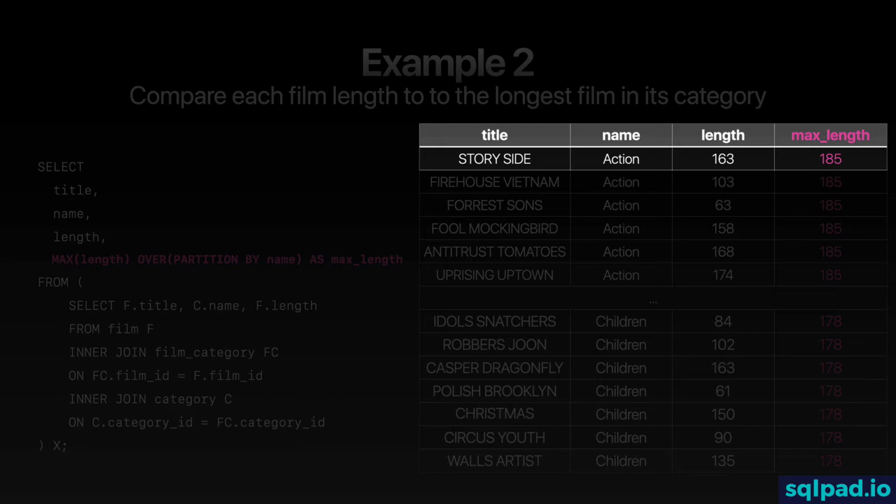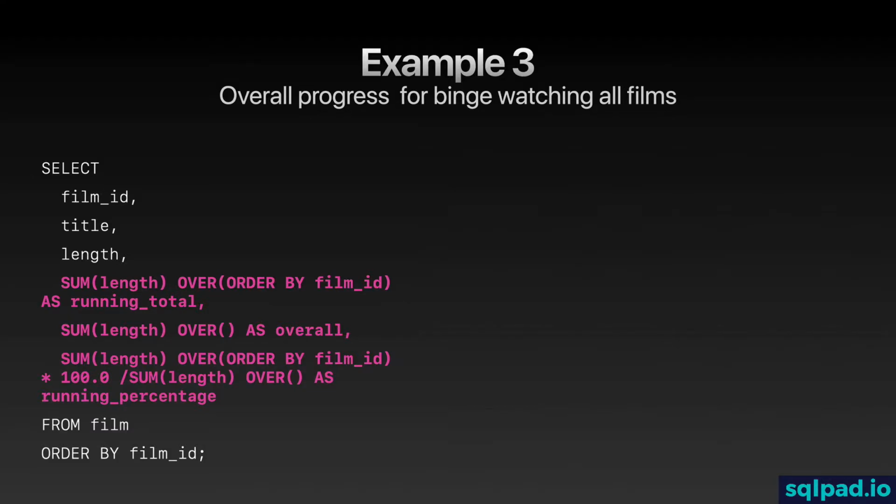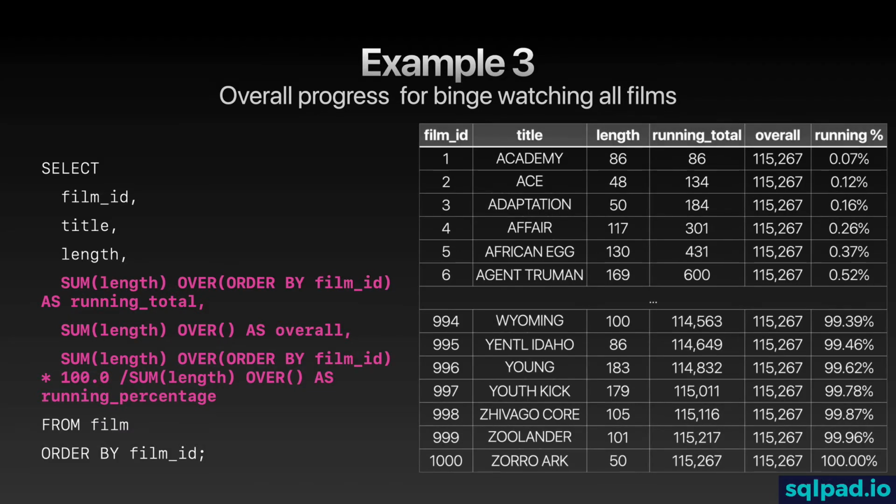If I divide 163 by 185, I can sort of get a sense of how long this specific movie is compared to other movies inside of the same category. Let's take a look at another example, which is the final example in this lecture.